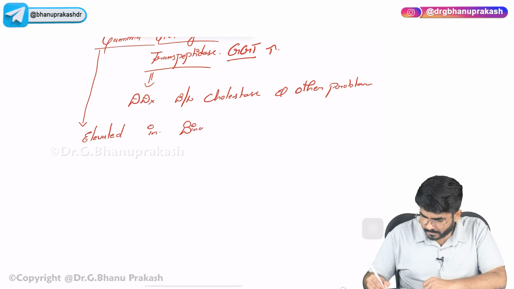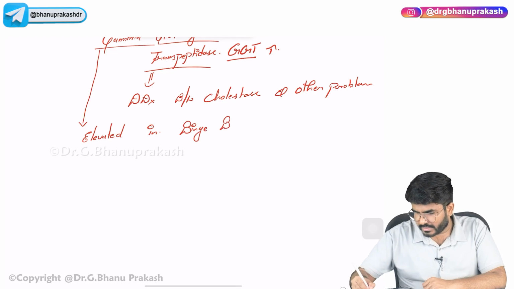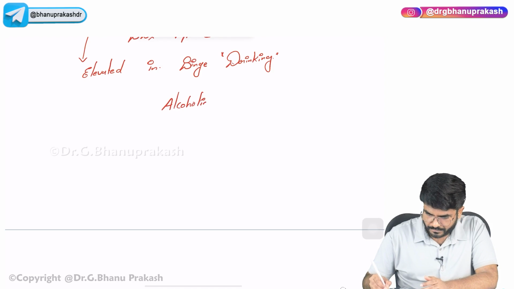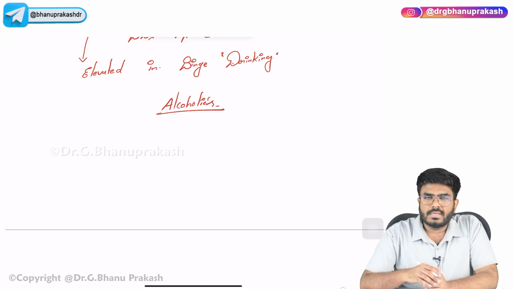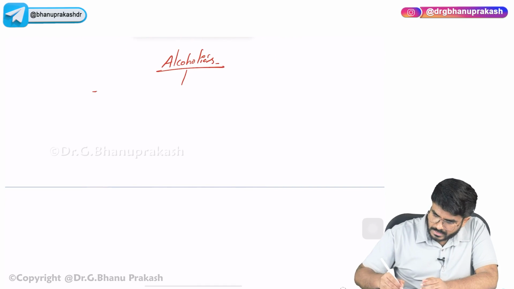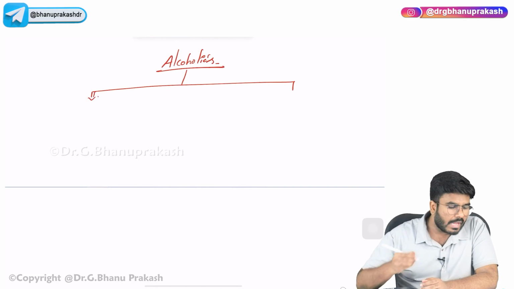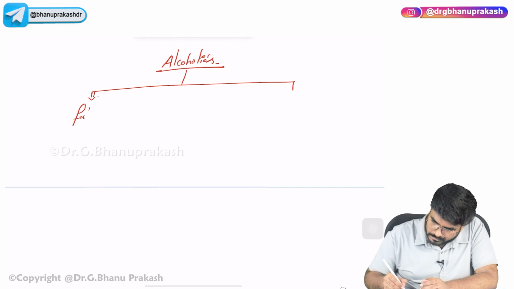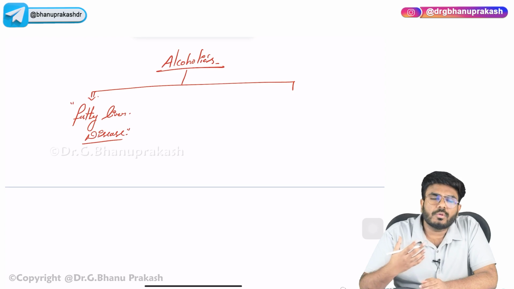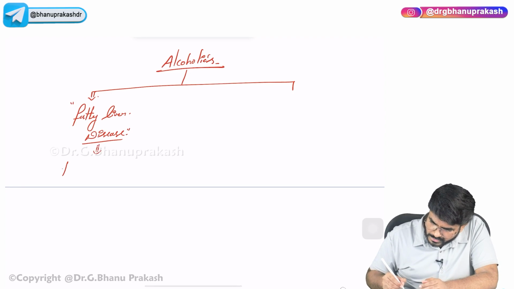Now, say alcoholics. What is the fate of an alcoholic? The person is drinking, he is an alcoholic. What might happen? The person might get a fatty liver disease. What is this fatty liver disease? In the name itself, it is there. There is fat accumulation in the liver. The fat is getting accumulated in the liver. So the patient is going to have hepatomegaly.